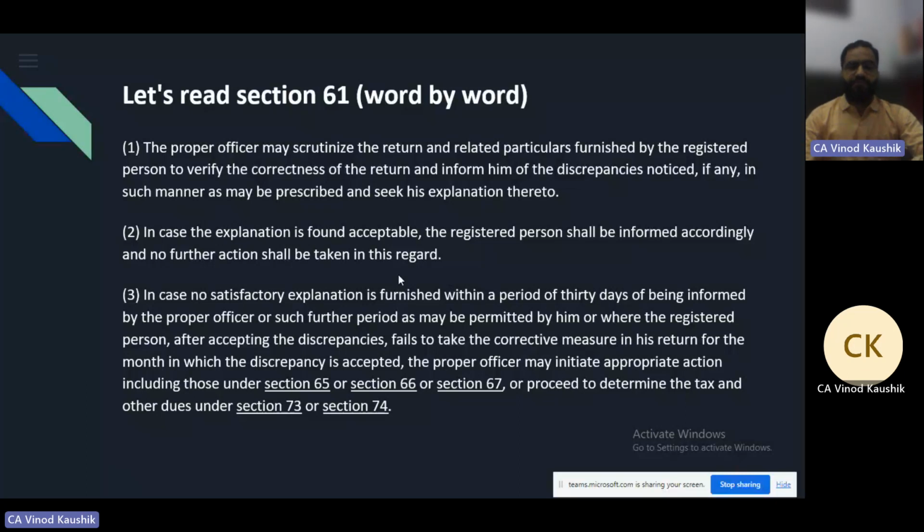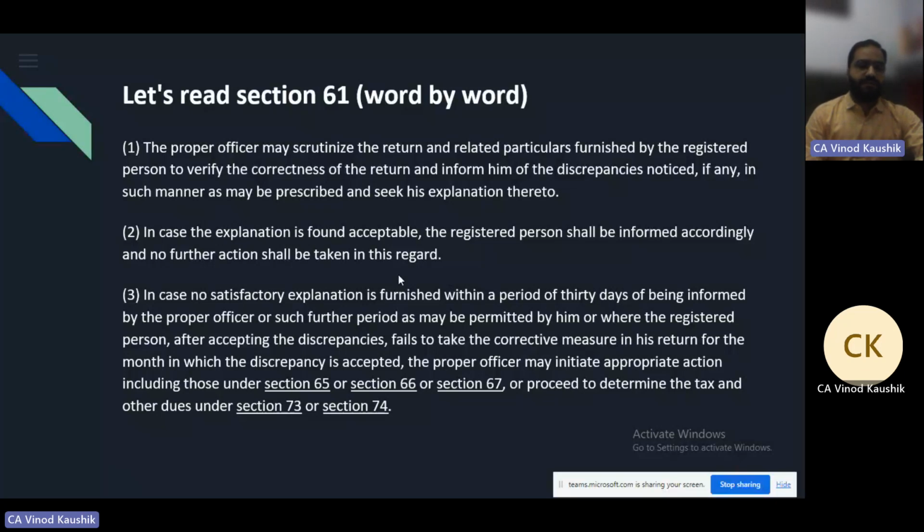This is our advice. And the third subsection says, 61(3) says, in case no satisfactory explanation is furnished within a period of 30 days of being informed by the proper officer or such further period as may be permitted by him, or if the registered person after accepting the discrepancies fails to take the corrective measure in his return for the months in which the discrepancy is accepted, the proper officer may initiate appropriate actions, including those under 65, 66, 67, or proceed to determine the tax under section 73 or 74.